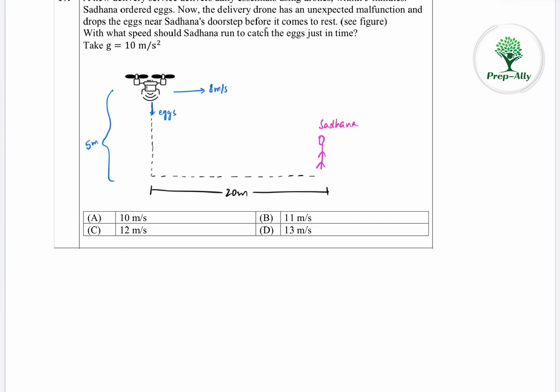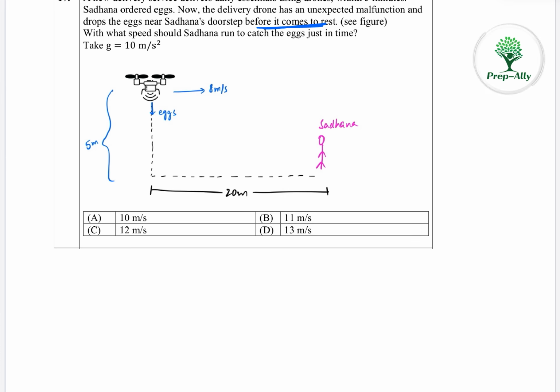A new delivery service delivers daily essentials using drones within 5 minutes. Sadhana orders eggs. Now the delivery drone has an unexpected malfunction and drops the eggs near Sadhana's doorstep before it comes to rest, which means it drops the eggs while it's already moving. With what speed should Sadhana run to catch the eggs just in time?